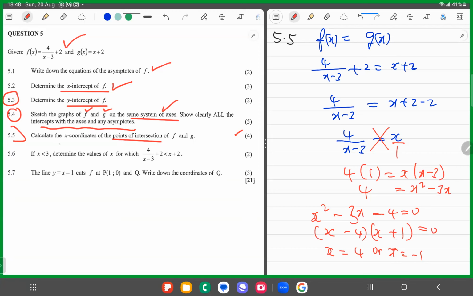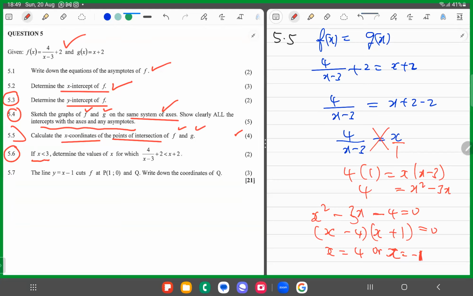And now we just need to find the x coordinates of the points of intersection of f and g. And these are the x coordinates. The first one is x equals 4, and the other one is x equals negative 1. Okay? Right, so we are in business and we're done with this. The next thing is 5.6.